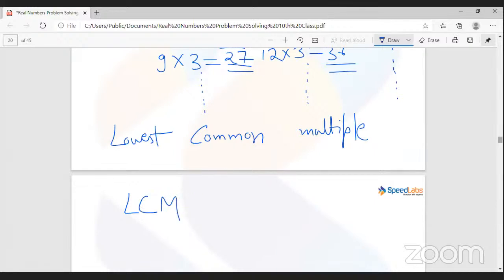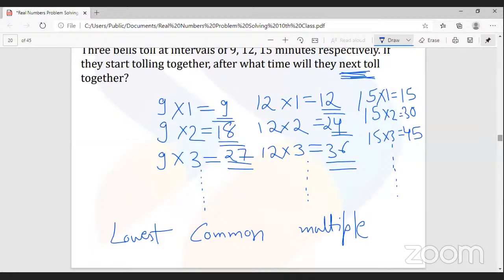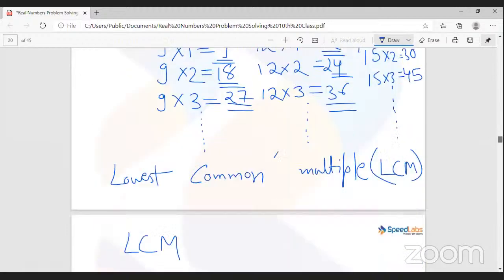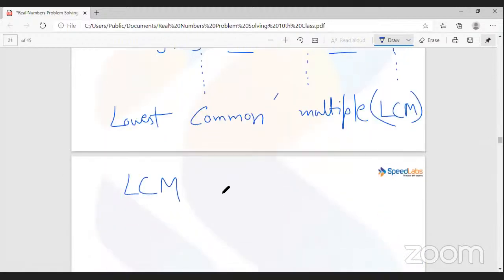Now is it clear? Yes, ma'am. Where we have to find LCM and where we have to find HCF. In this case, multiples were involved and we had to find the common multiple. But in the question it was asked next. That is why we had to find the lowest common multiple, and that is LCM. So, ma'am, it would be 3. 3 hours.